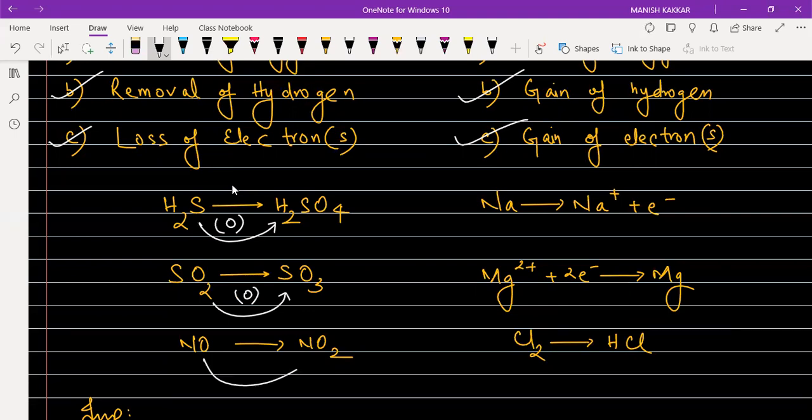Similarly, when nitric oxide is getting converted to NO2, it is involving the gain of oxygen. And therefore, NO conversion to NO2 is an oxidation process.